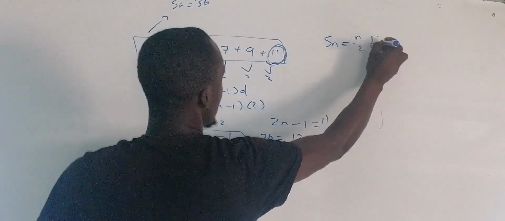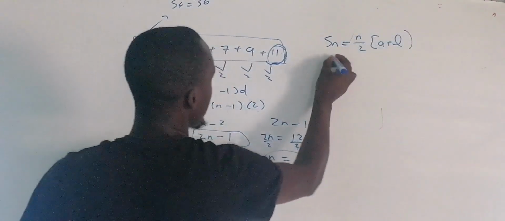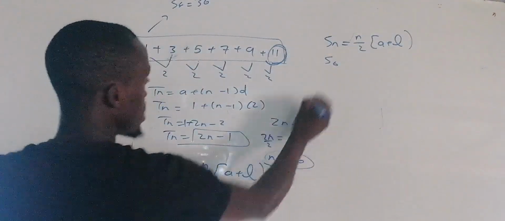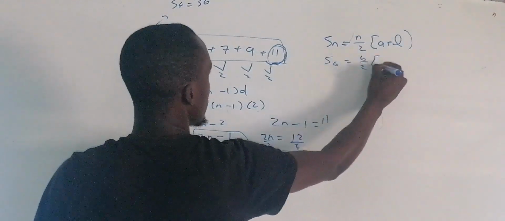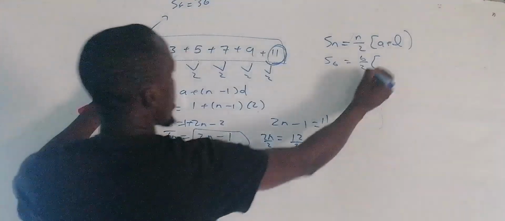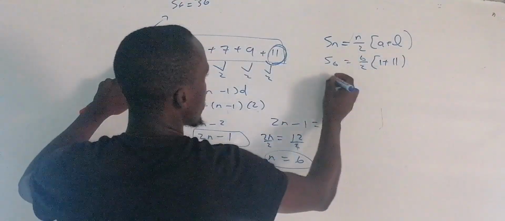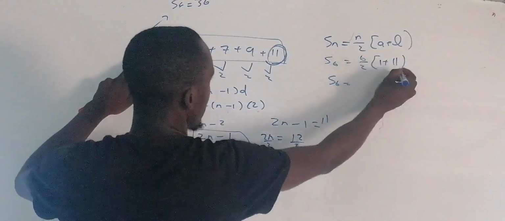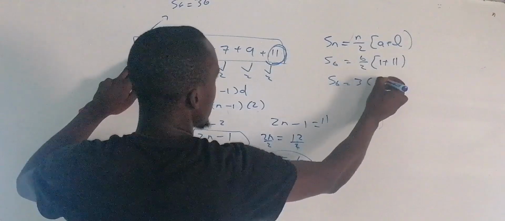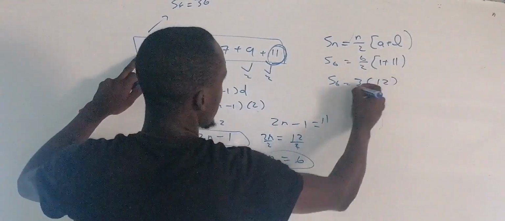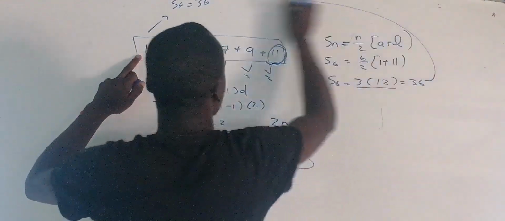n over 2, a plus l. For S6, equals 6 over 2. What is the value of a? It's 1. 1 plus the last term, 11. For S6, you punch this in your calculator, you get 3 here, then here you get 12. 3 times 12 is 36. It's one and the same thing as that.